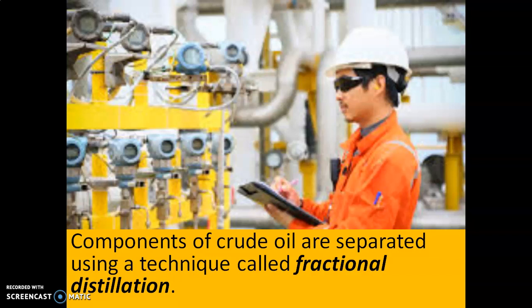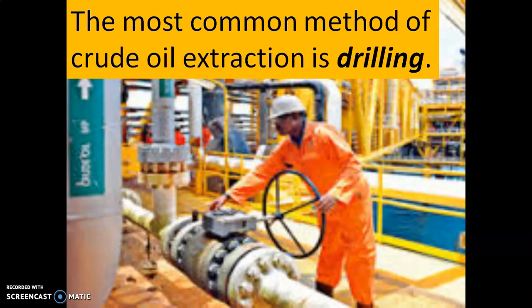Components of crude oil are separated using a technique called fractional distillation. Actually, this crude oil is commonly refined into various types of fuels. We have petroleum, we have petrol, PMS, we have diesel, we have bitumen. There are different components of this liquid called crude oil, and they are separated using a technique called fractional distillation. The most common method of crude oil extraction is drilling.